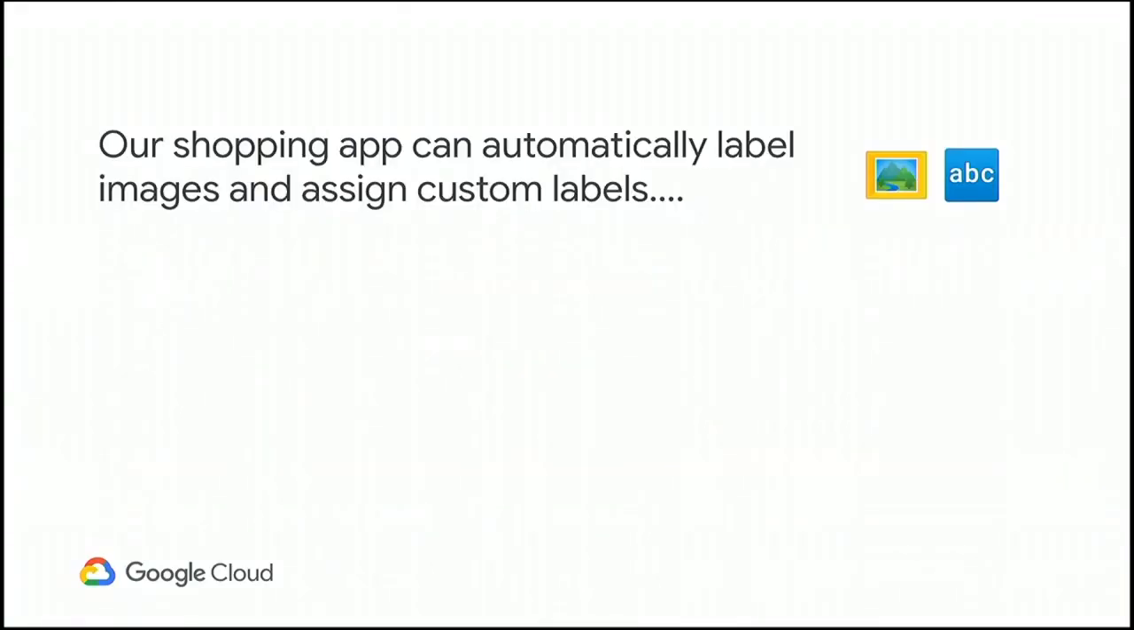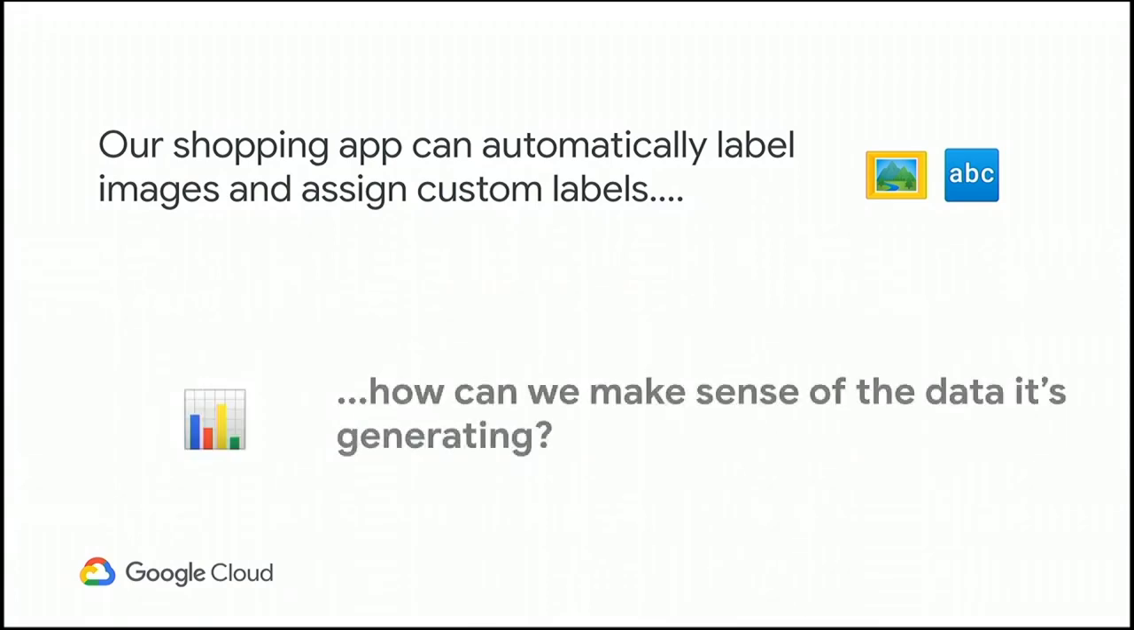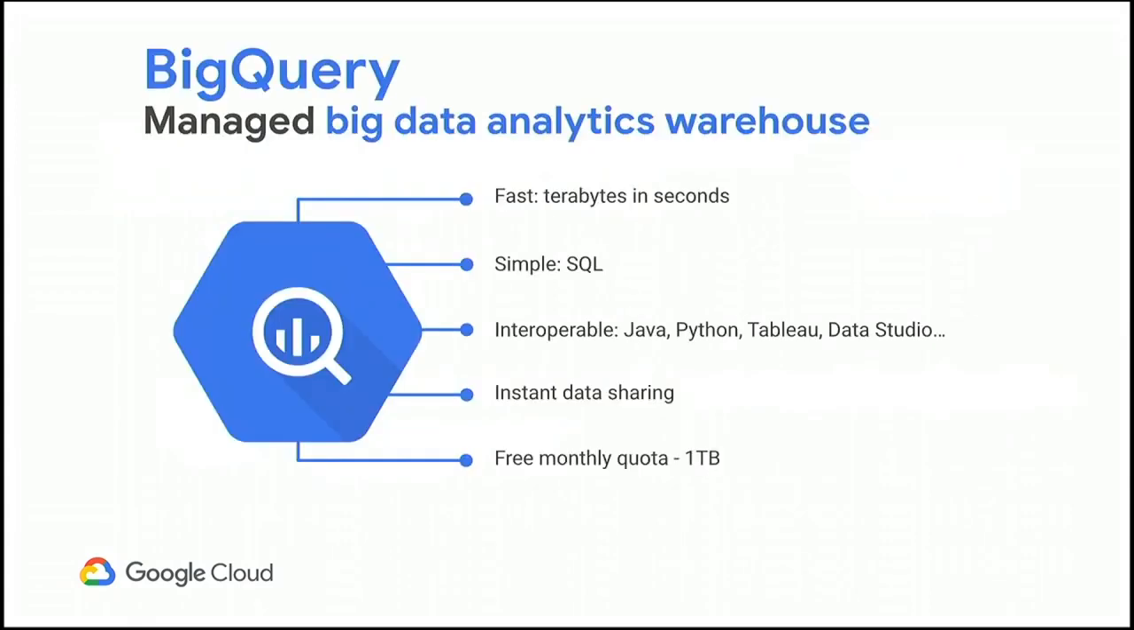All right, so our shopping app can automatically label images and custom labels, but what do we do with this data? How do we make sense of it? It's generating tons and tons of data, because obviously our website is getting massively popular. So we want to take all of that and put it into our big data analytics warehouse, which is BigQuery. And this can handle terabytes and petabytes of data.